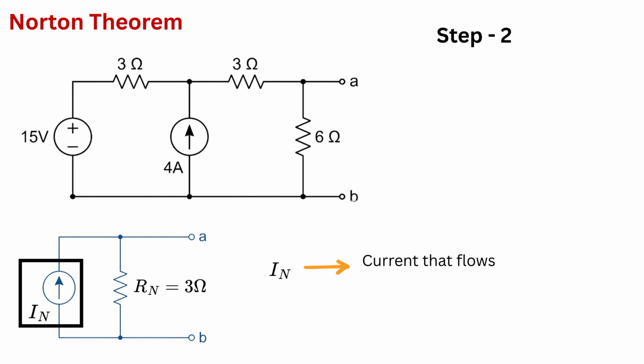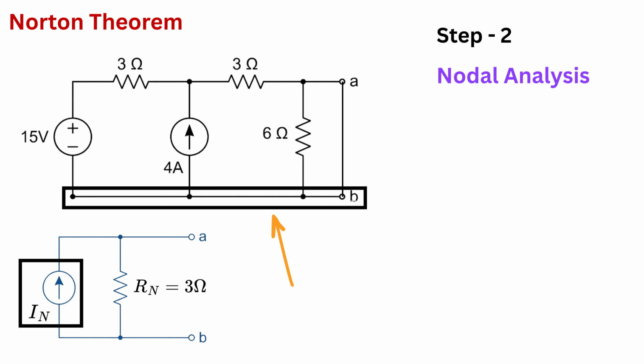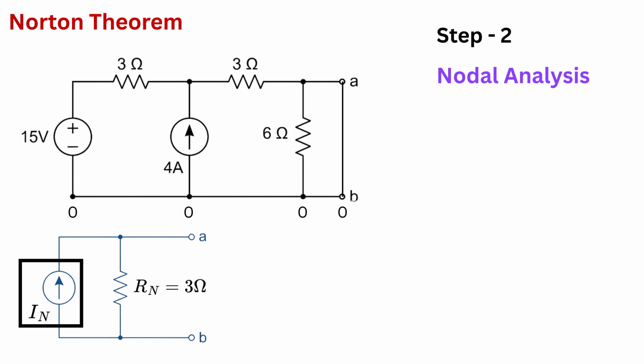This is the current that flows when we short the terminals A and B. So in order to find IN, imagine we connect a wire directly between A and B. This is called a short circuit condition. We keep the rest of the circuit as it is. Now, to find the current, we can use nodal analysis. Assume all the lower nodes are at 0 volts.